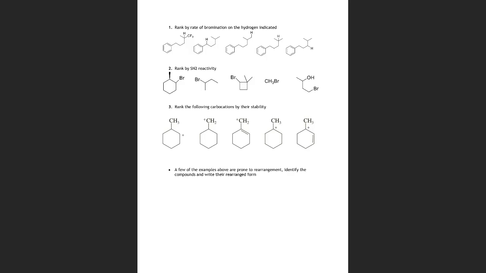Anyways, we are going to rank by rate of bromination on the hydrogen indicated. So if anyone wants to either hop on the microphone or send in the chat, what are we looking for, do you think, for this rank by rate of bromination? It has the hydrogen indicated, so it's trying to help us out there. But what are we looking for? Stability, someone said. Free radical or carbocation trend. Yeah, does anyone know that trend? What's going to help us? People are saying 3, 2, 1.